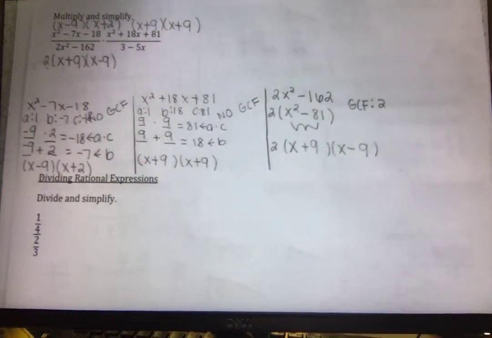Our last one is 3 minus 5x. If you want to change around, you can, but I know there's nothing that has 3 and 5x in it, so it's not going to cancel out, so I'm just going to leave it because it's more work.